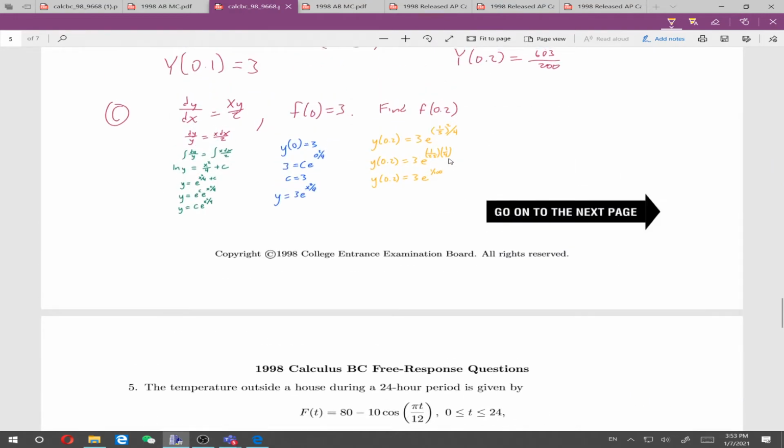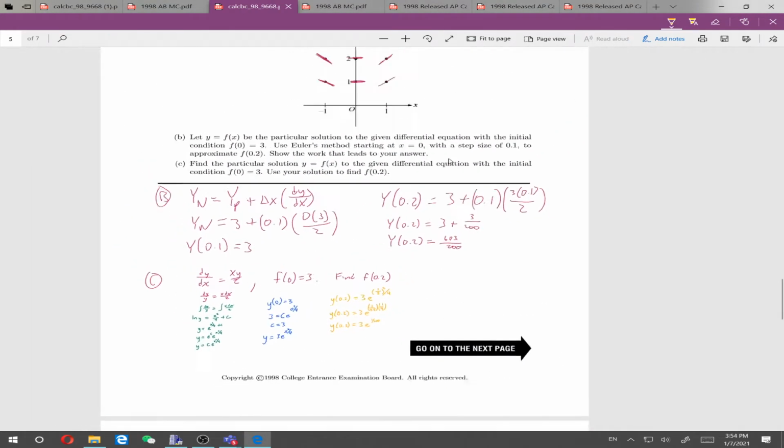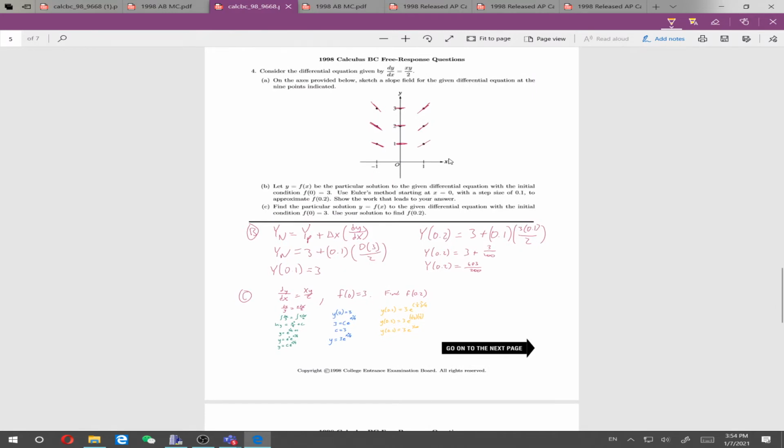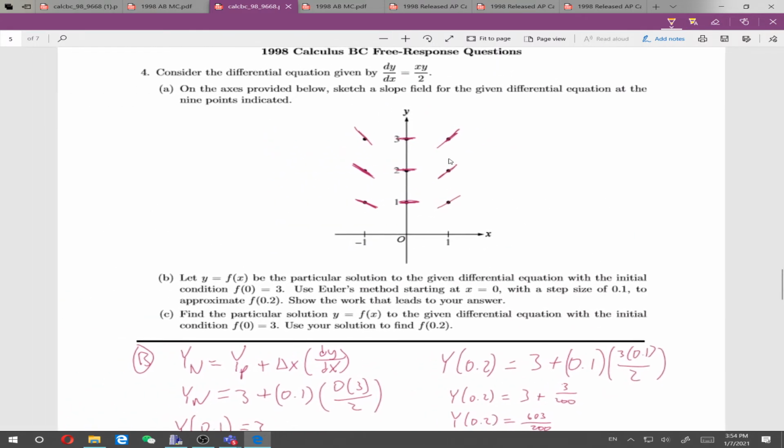Alright, let me zoom out before I go on. So, any questions on anything from number 4? Okay. I'm going to pull up the scoring guide and we'll take a look at how we did really quick.